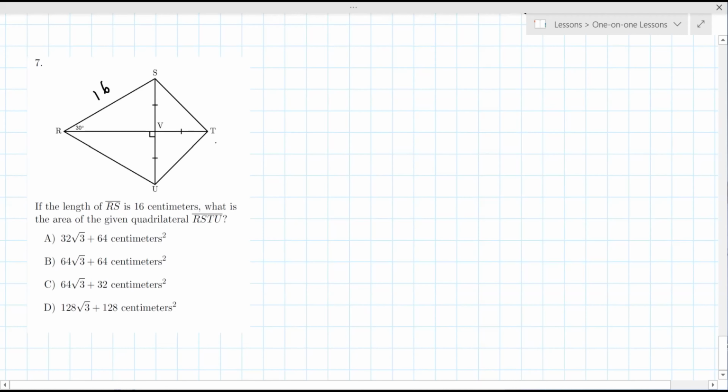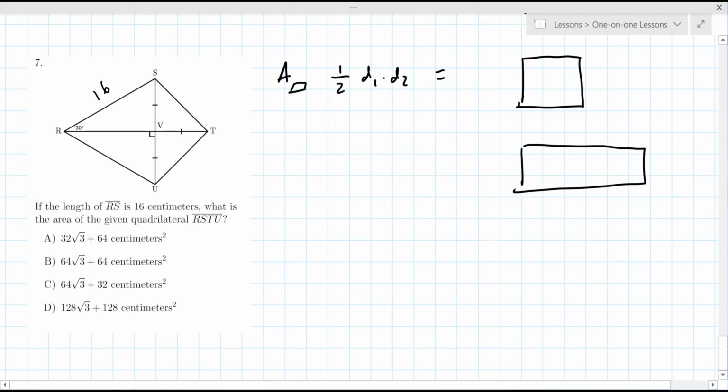Now, there's a couple of ways to do this. To find the area of a quadrilateral, there's a formula, which you may or may not know, which is 1/2 diagonal 1 times diagonal 2. That's the area of a quadrilateral, and this is a really useful one. It works for a square, it works for a rectangle. That's D1, that's D2. It also works for this one here as well. So D is diagonal, like this is a diagonal, SU, and RT is a diagonal.